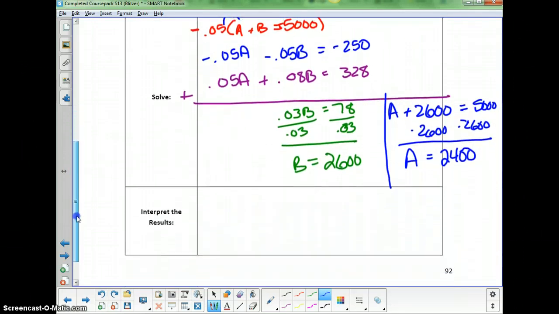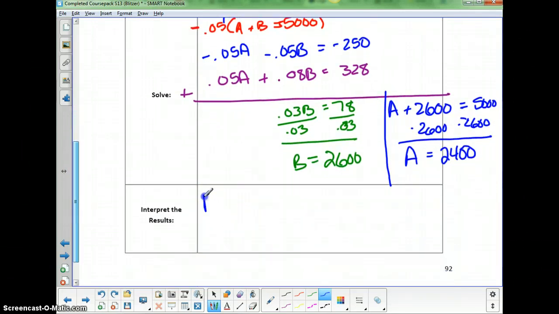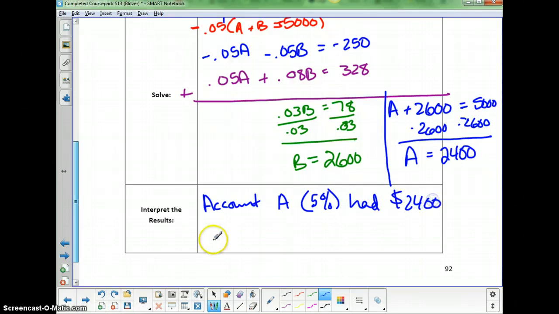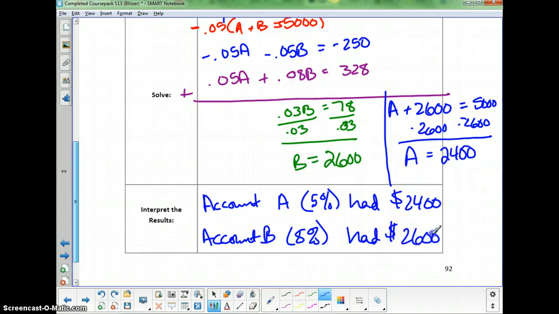Okay, so the amount in each account: account A, which was the 5% account, had $2,400, and account B, which was the 8% account, had $2,600 in it. Alright, let's go on to the next one.